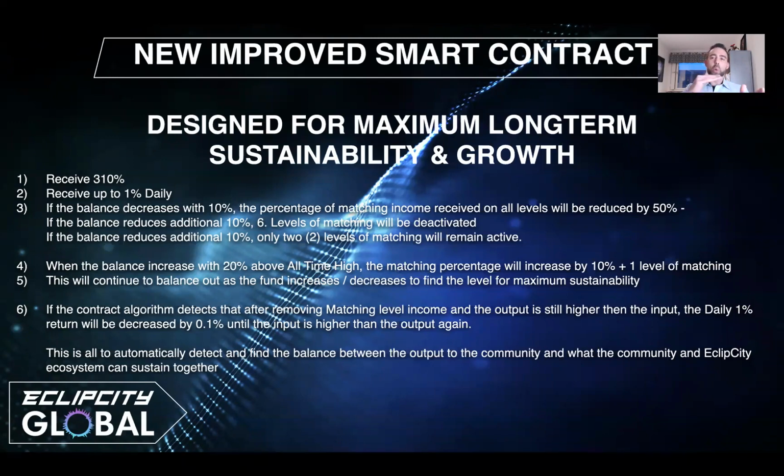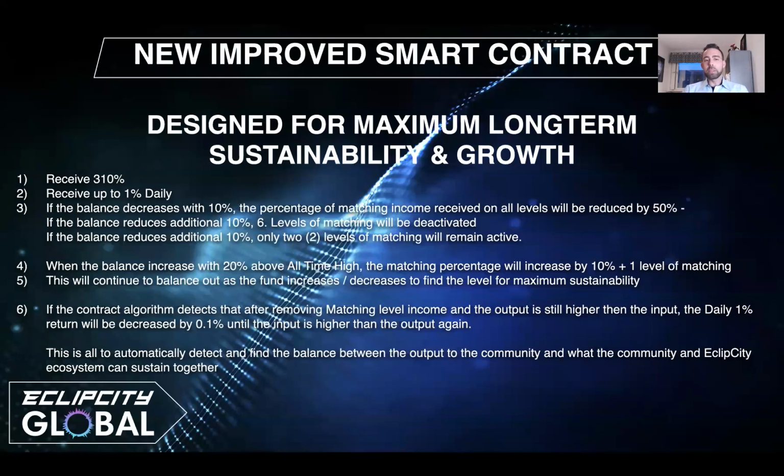So I hope everybody got this. So the balance is growing. It is growing, it is growing, it is growing. Now, if it starts to decrease, that means the output is higher than the input. That means the contract will now automatically activate or deactivate and reduce 50% of all matching income on all levels. So now you will have a 15% match on your directs, 5% match on your second line, 4%, etc., etc. Now this will reduce the output by 50%. Now the contract is automatically balancing itself according to what's needed, input versus output.